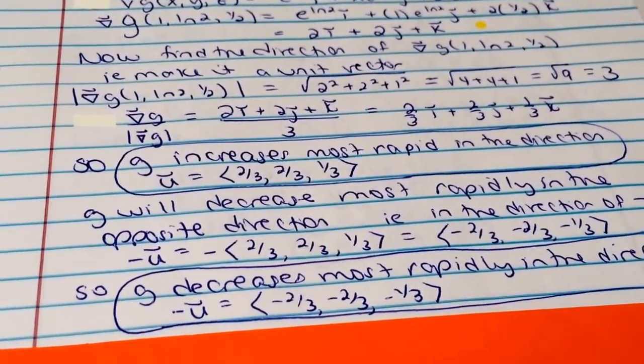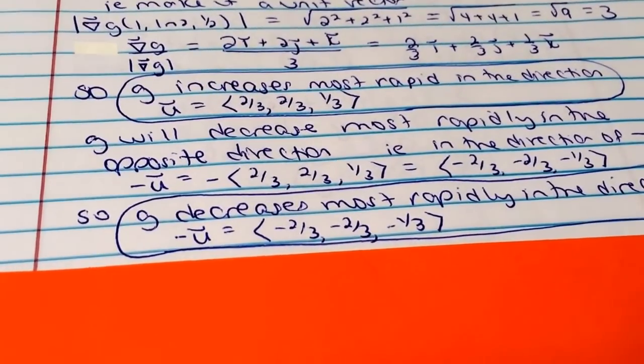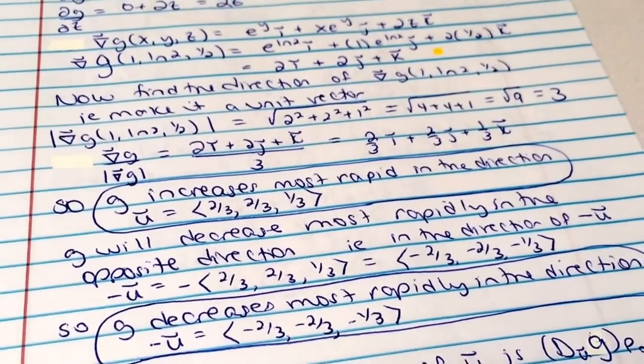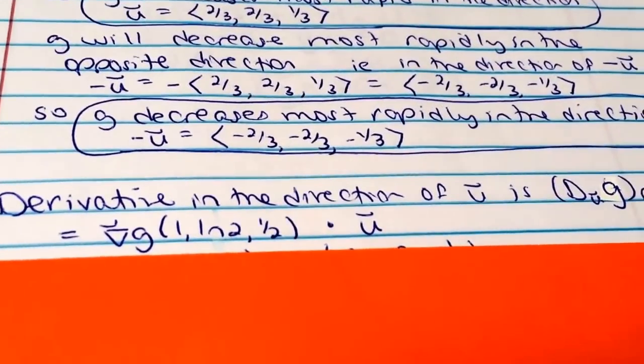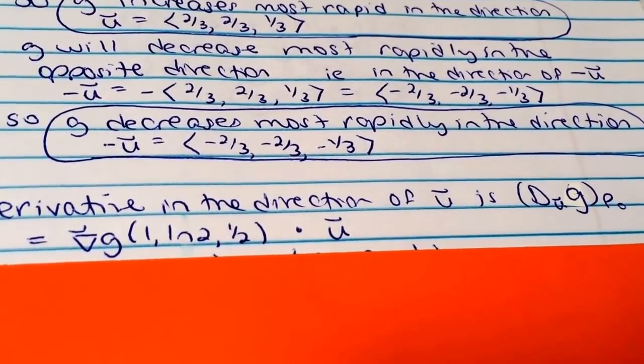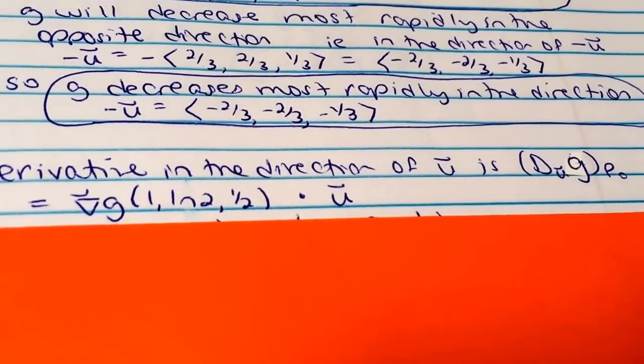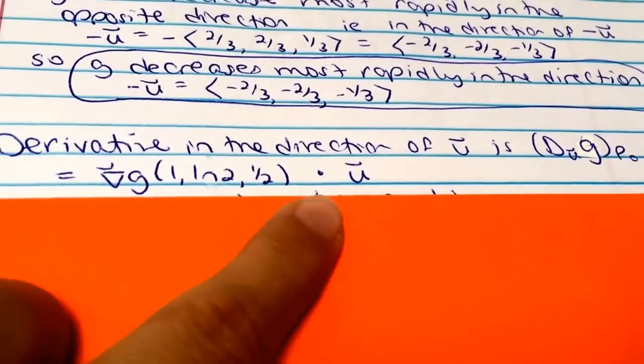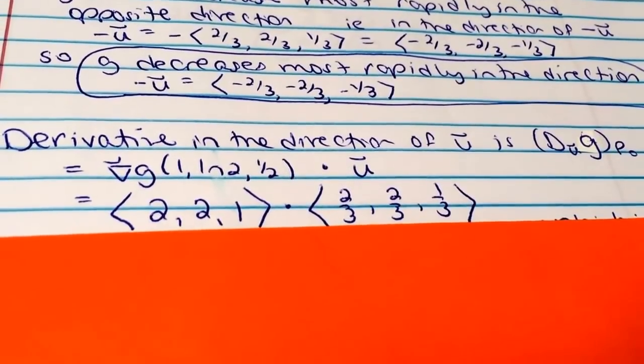Okay. So now it wants the directional derivative in those directions. Okay, so the directional derivative in the direction of u, I've taken my gradient vector and my u vector.